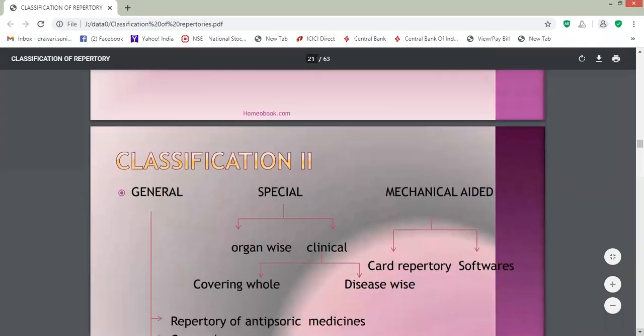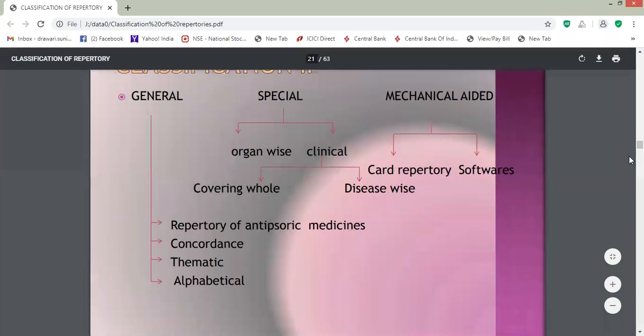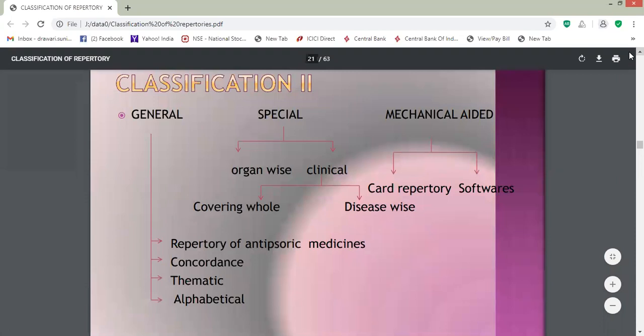According to different homeopaths, as I told you previously, as there are different philosophical concepts, in the same way there are different types of classification also. So the second type of classification is that it was classified into three groups, that is general repertories, special repertories and mechanically aided repertories.